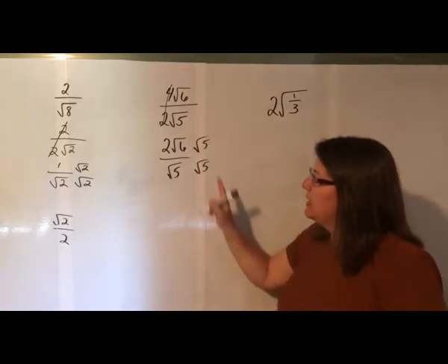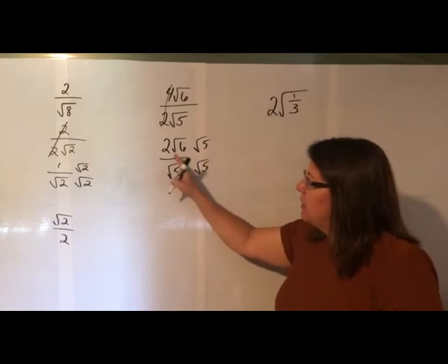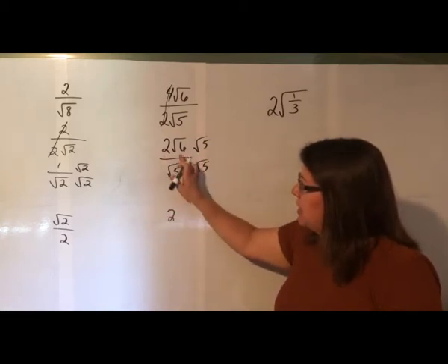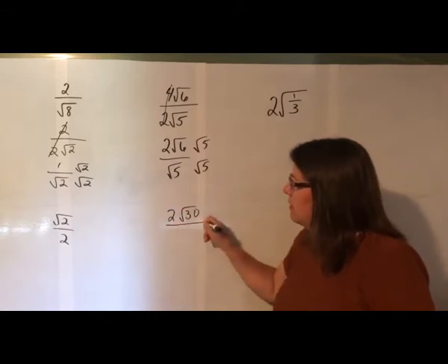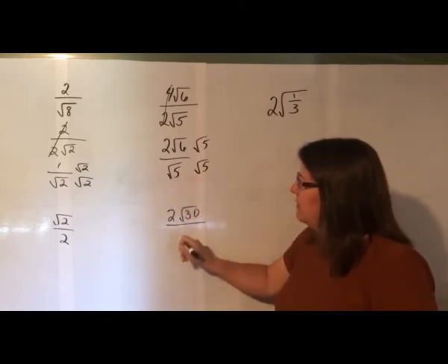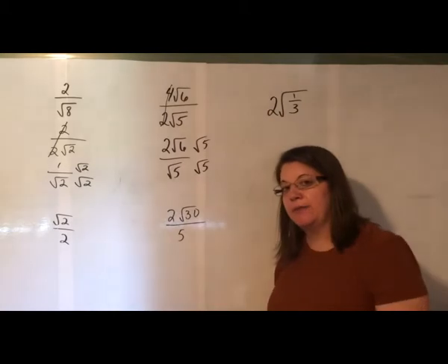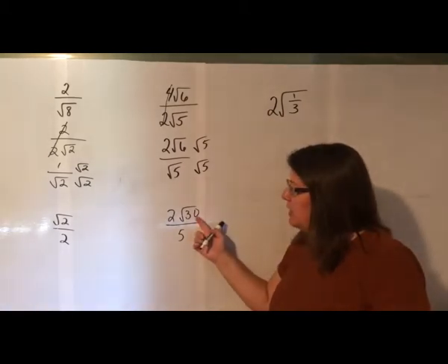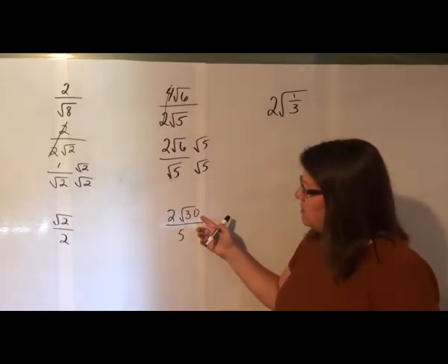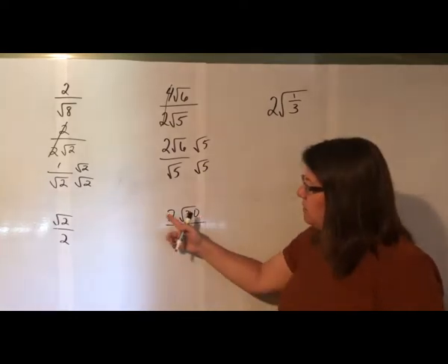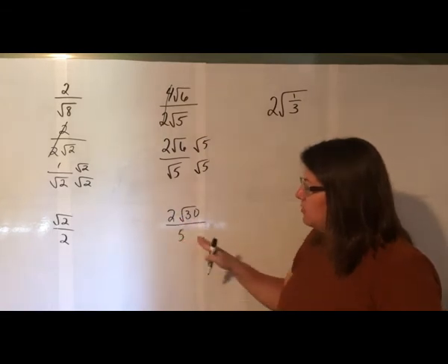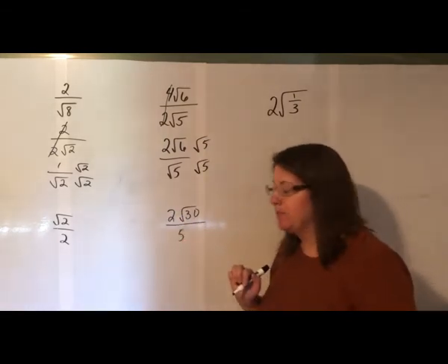When I do that, remember up top, that would be a 2 times the square root of 30. And square root of 5 times square root of 5 is just 5. Now, square root of 30 is, let's see, that is 2 times 3 times 5. So there's really nothing I can bring out of that one. The 2 and the 5 will not simplify, so that would be my final answer.